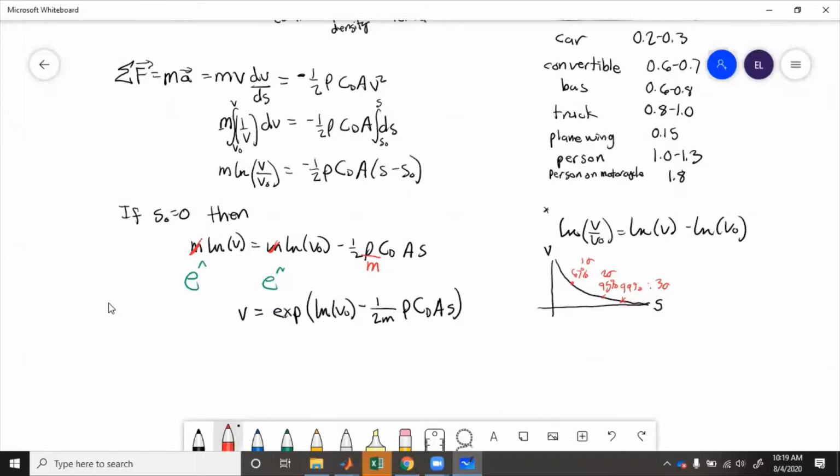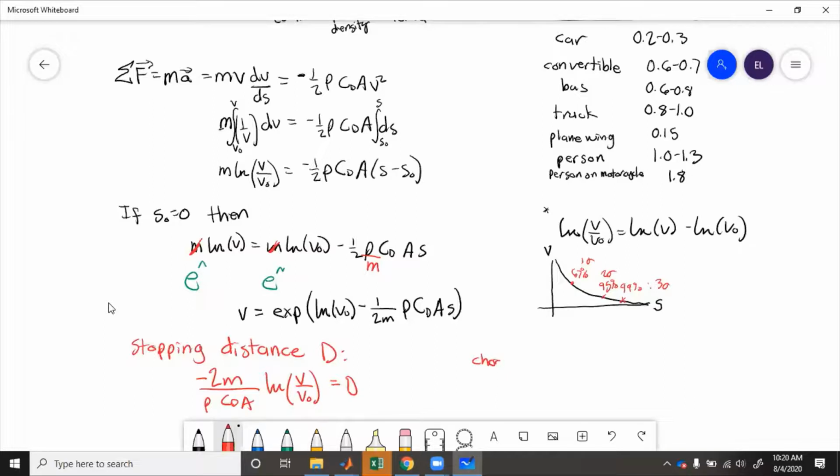So if we solve out here for stopping distance, we'll call that D. So negative 2m over rho CD A times natural log of V over V initial equals D. The reason you can't set V to be 0 is because there is no natural log of 0. It's not defined. So that's why you have to pick V being something else.